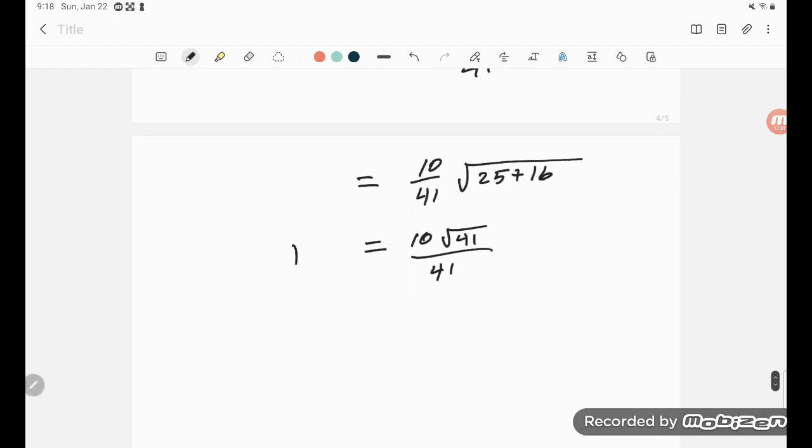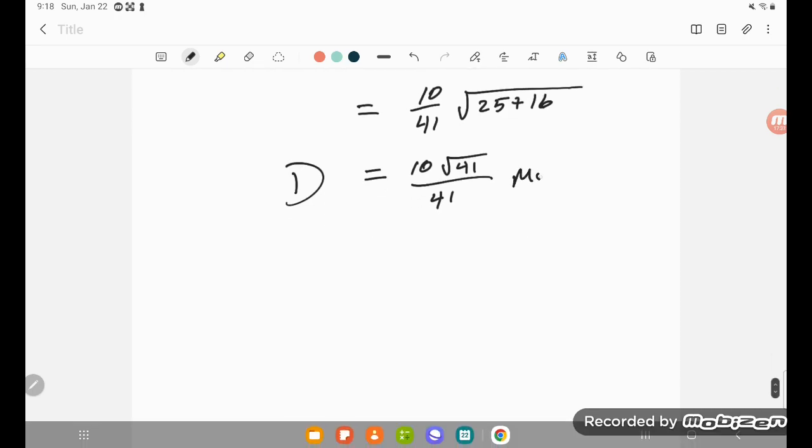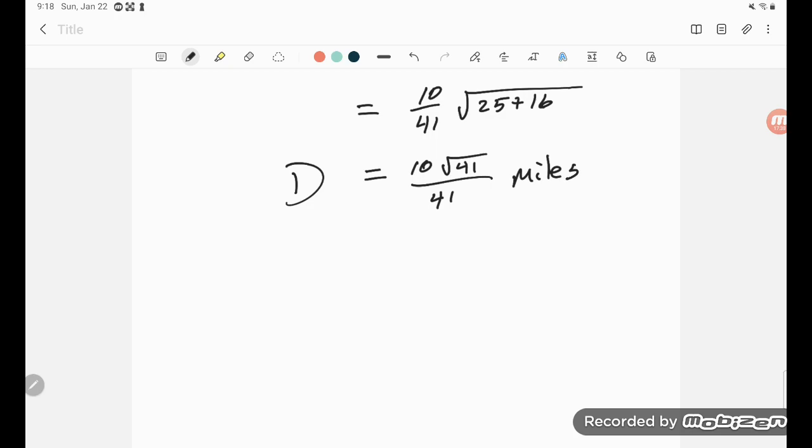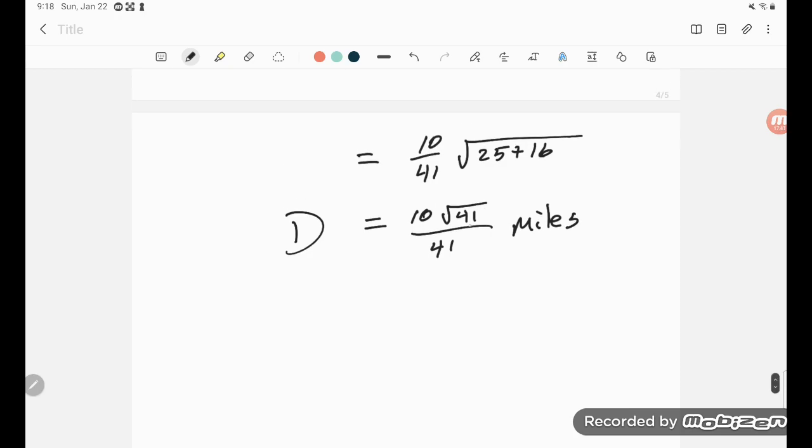Okay, so again, that was the distance. And so that's in miles. Now, how big is that? Well, that would be 10 divided by the square root of 41. The square root of 41 is bigger than 6 and less than 7. So let's say it's about 6.5. So you've got 10 over 6.5, which is what, 1.5. So this is about 1.5 miles.